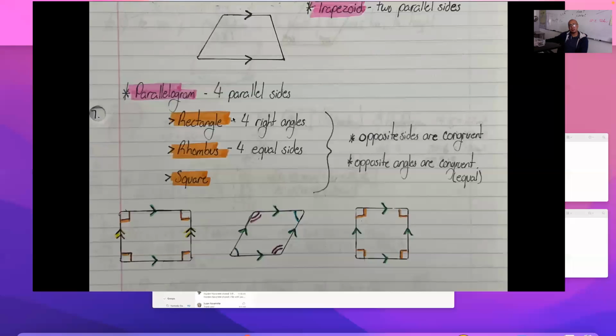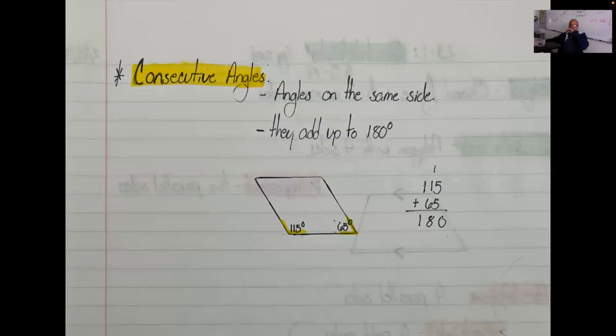Which leads us to our final point, which is consecutive angles. Consecutive angles are angles on the same side, meaning that if you were to cut a quadrilateral, or in this case, a parallelogram in half, consecutive angles would be the 2 angles that are on the same side. So in this case, these 2 angles are consecutive, and these 2 angles would be consecutive. If I cut it long ways like this, then these 2 angles would be consecutive, and these 2 angles would be consecutive to each other.